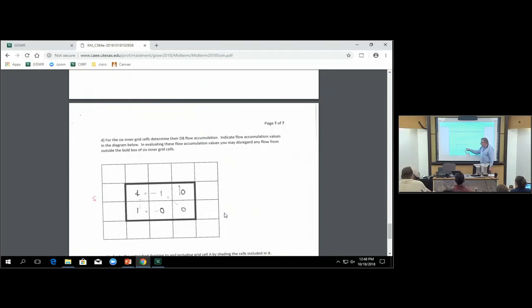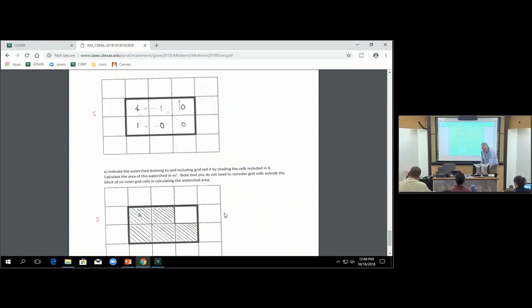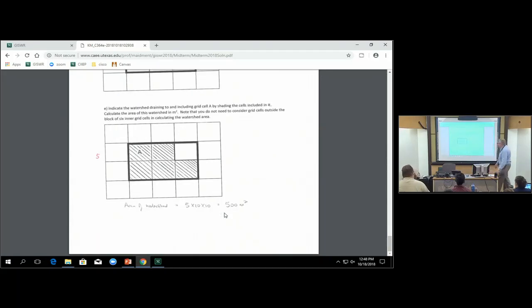Then we've got 1 which comes from upstream there, 1 which comes from upstream there, and then we've got 2 cells, each with 1 upstream plus themselves, makes 4 here. In total you've got 5 cells that form the watershed, and the accumulation at the outlet cell is 1 less than that because you don't count the cell itself. That means the watershed is shaded like this, and the area is 5 times 10 by 10, which is 500 square meters.